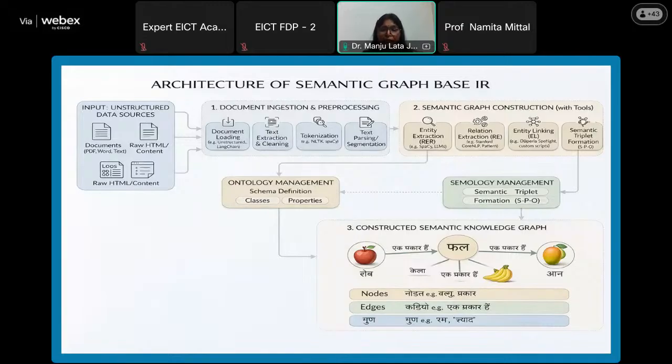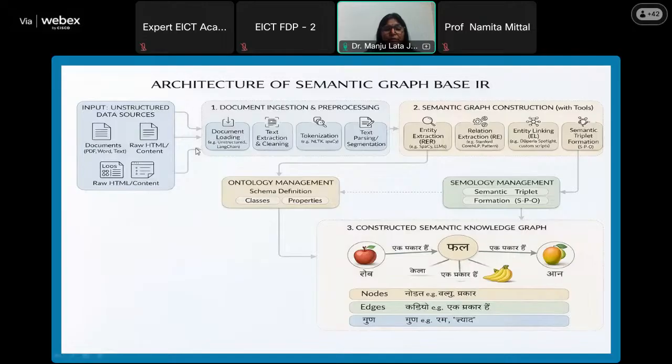Now, on the basis of a semantic graph, how can information be retrieved? The whole process is explained in this particular architecture. If I start from the left side, there are unstructured data sources, because in natural language processing, most of the time unstructured data is used, in the form of documents, PDFs, Word documents, HTML, web pages, and so on. So this is the raw data.